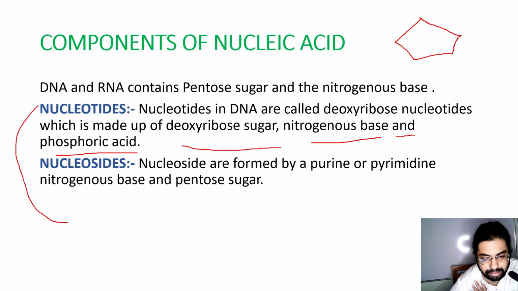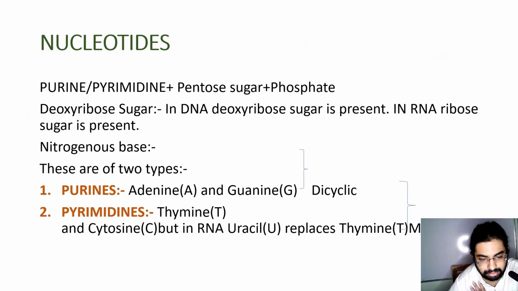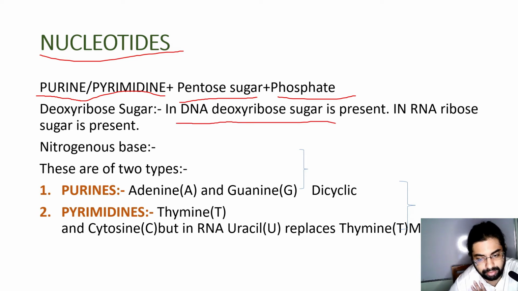So in short, we can say a nucleotide is formed of sugar, a nitrogenous base and phosphoric acid, and nucleosides are formed by a purine or pyrimidine nitrogenous base and pentose sugar, but devoid of phosphoric acid, that is, no phosphoric acid is present. So when phosphoric acid is there, it forms the nucleotide. This is the basic component of DNA or RNA. Describing it elaborately, nucleotides can be either purines or pyrimidines plus pentose sugar plus phosphate. In DNA, deoxyribose sugar is present, whereas in RNA, ribose sugar is present. Why deoxyribose is named so and why ribose is named so, I will explain in the next videos.